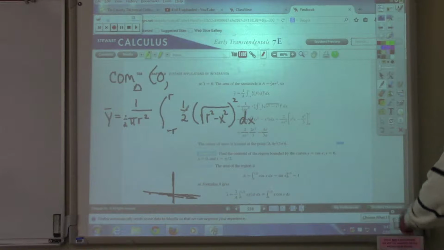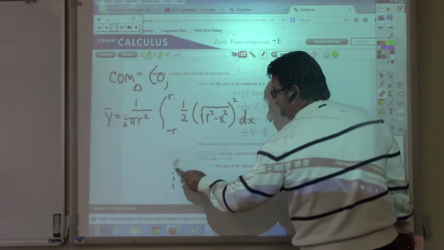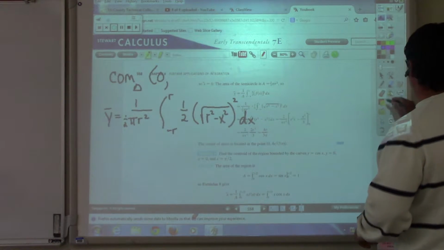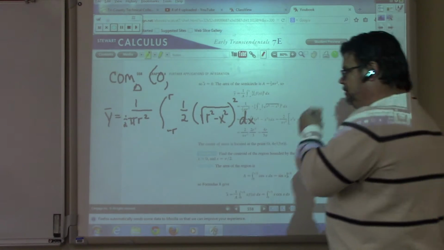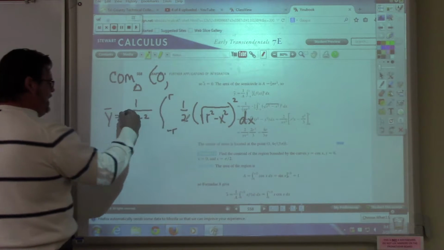So you basically got an easier problem than you think, especially when you clean it up. So that's going to give us, let's pull this 1/2 out. Let's pull it out here.